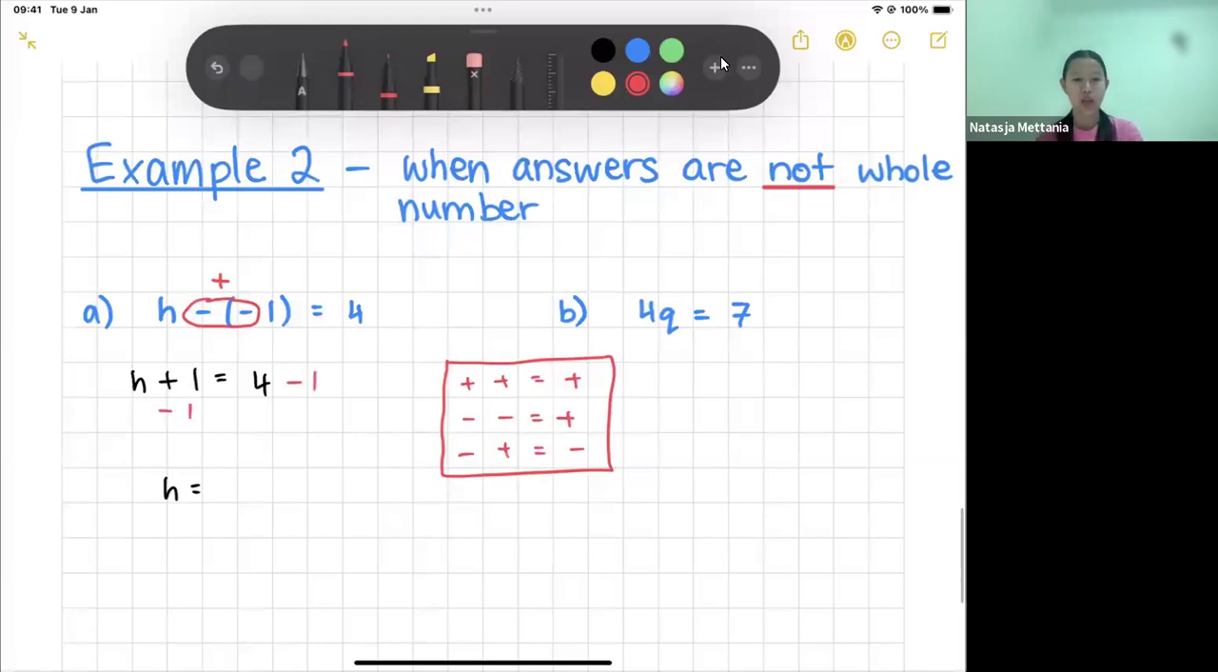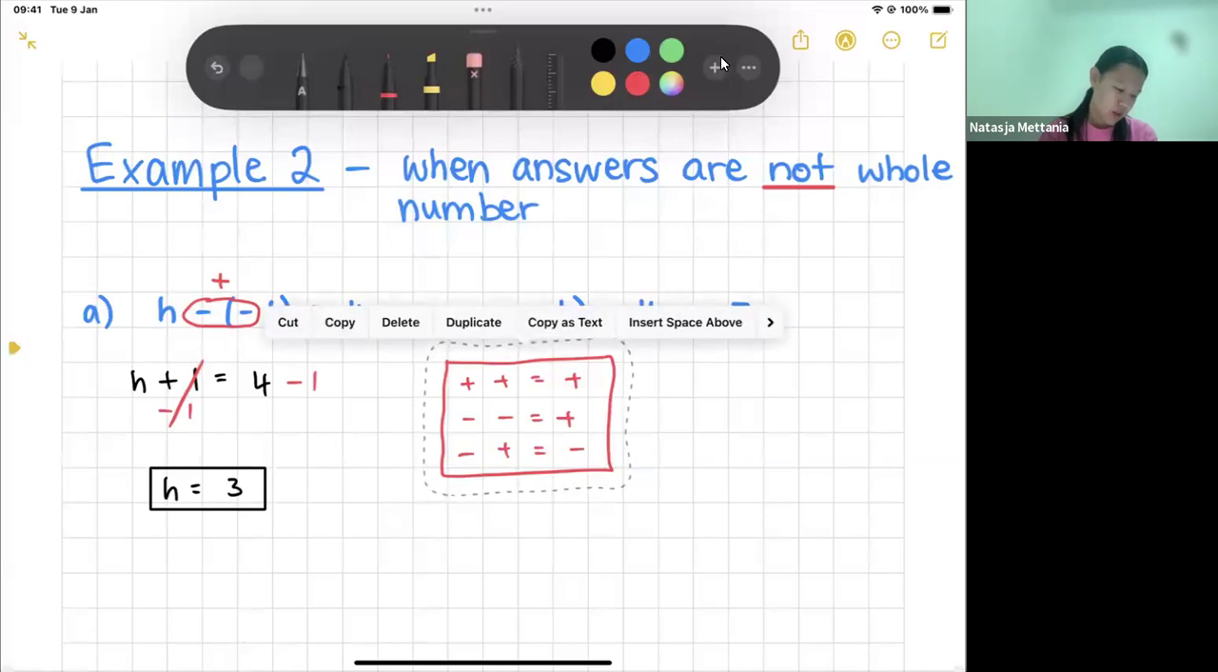What I do to one side, I must do to the other. 1 minus 1 equals 0. I'm left with h equals 3. So h is equal to 3. And it must look this way for equations, for the working out. All right, next one right here.